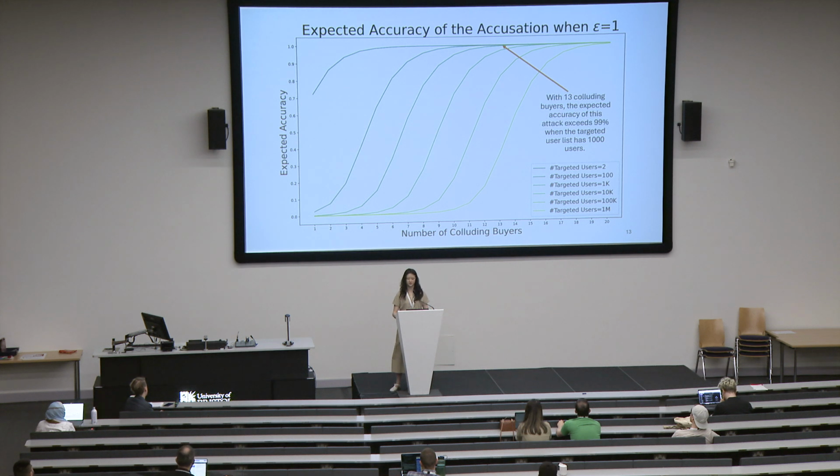This figure here shows the relationship between the number of colluding buyers and the expected accuracy of this attack when epsilon is set to 1. As we can see here, with only 13 buyer accounts, the expected accuracy of this simple attack exceeds 99% when they target 1,000 users.